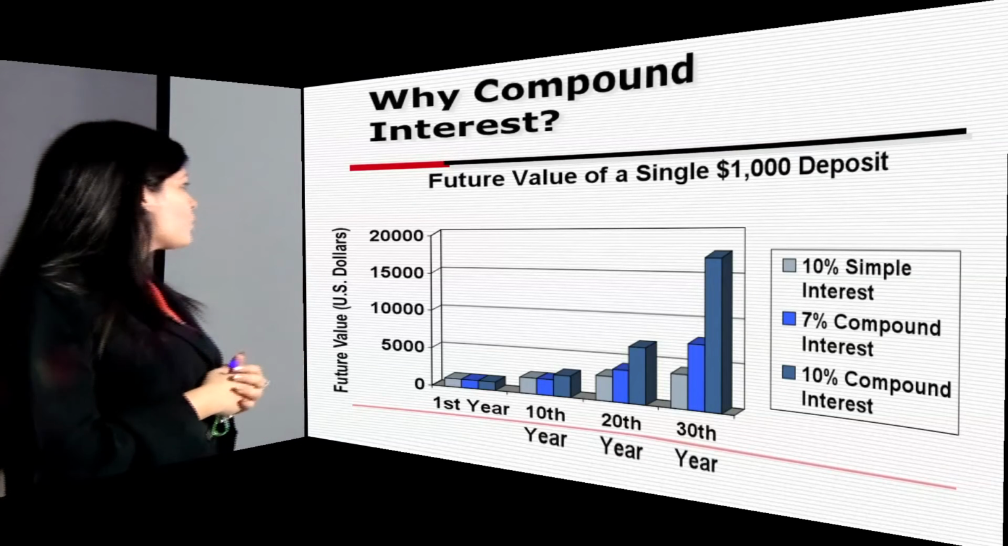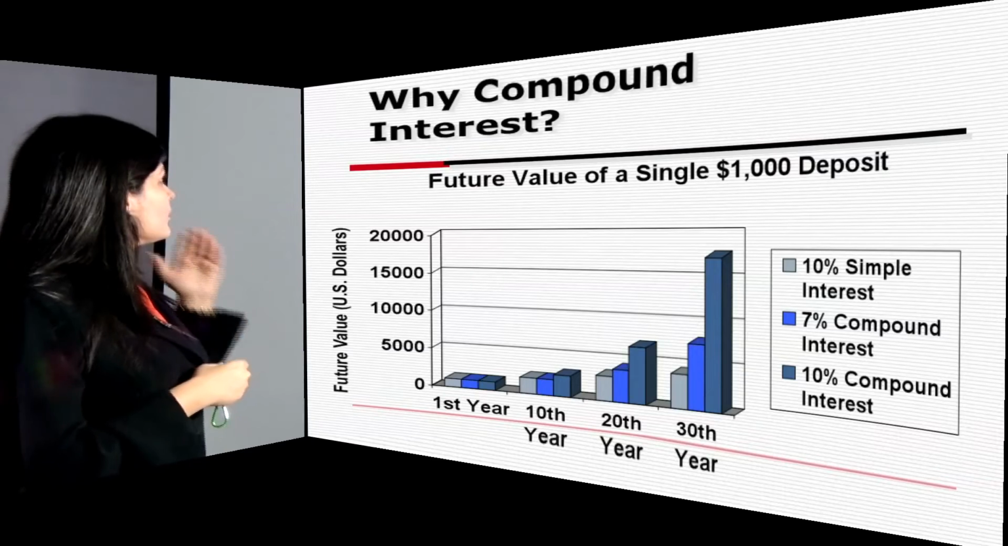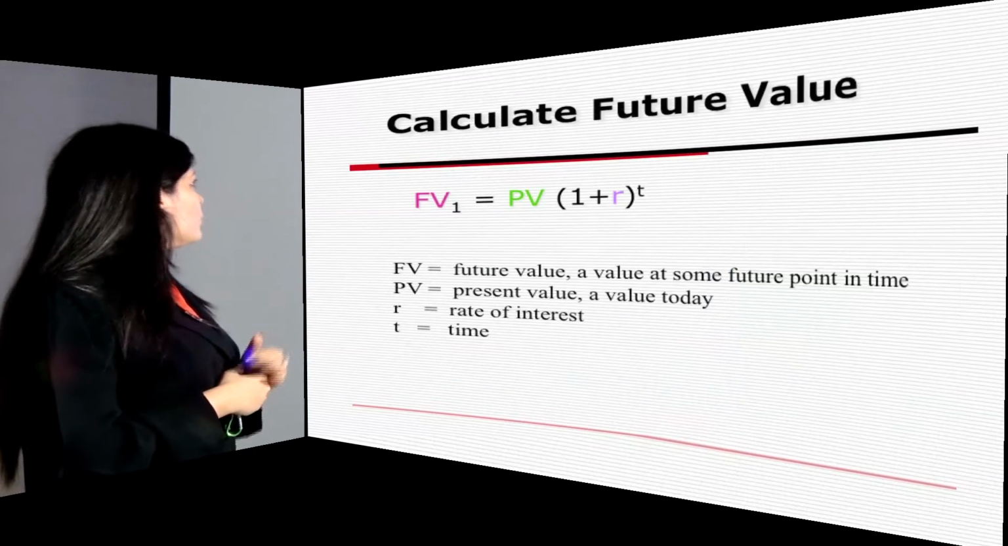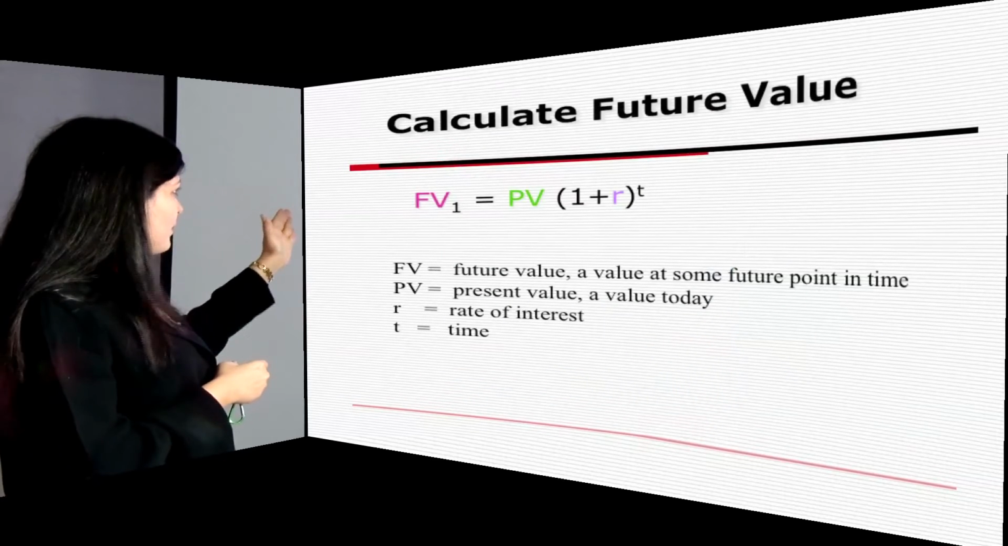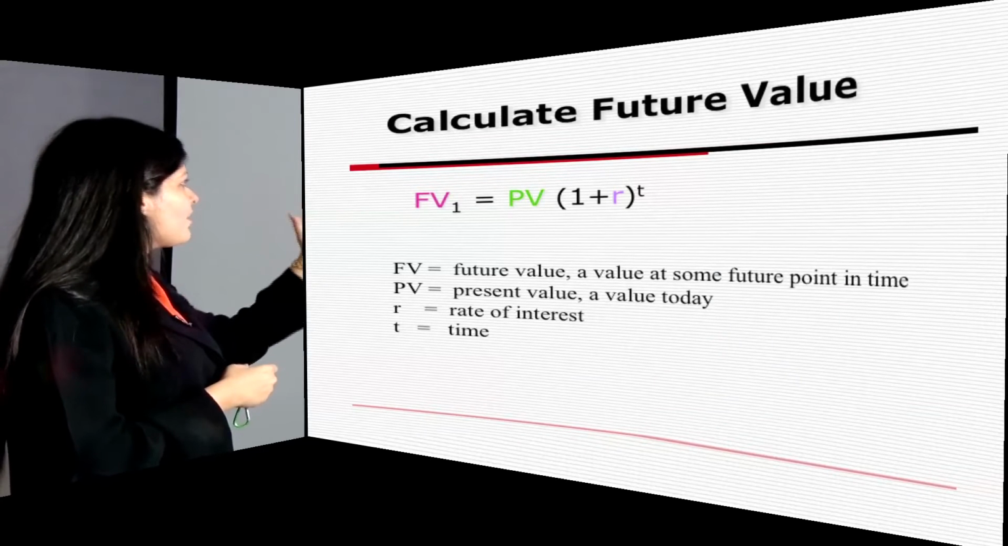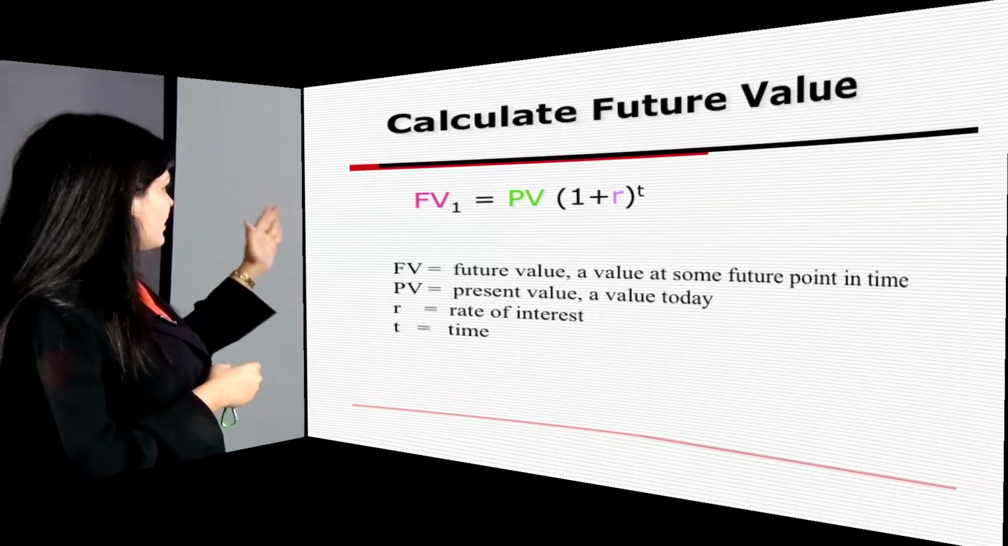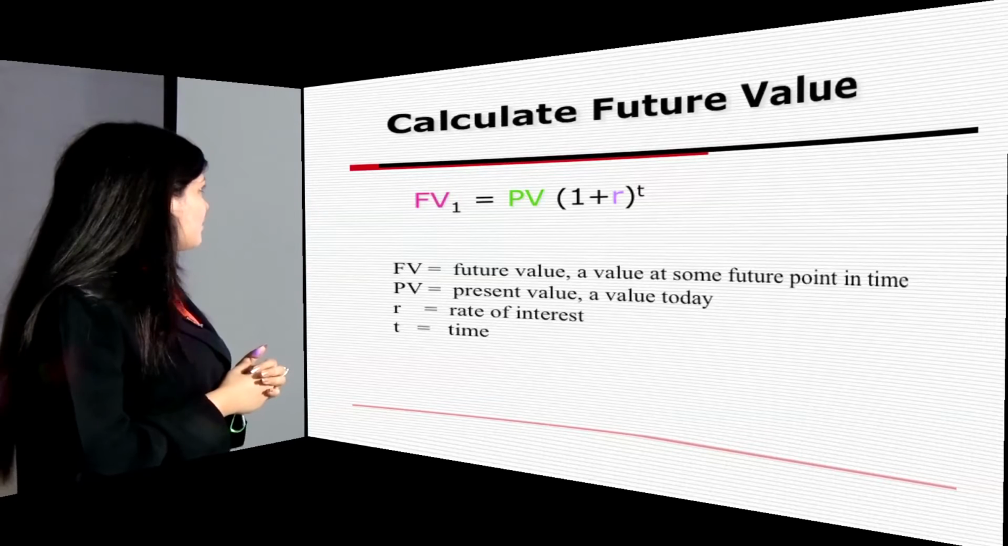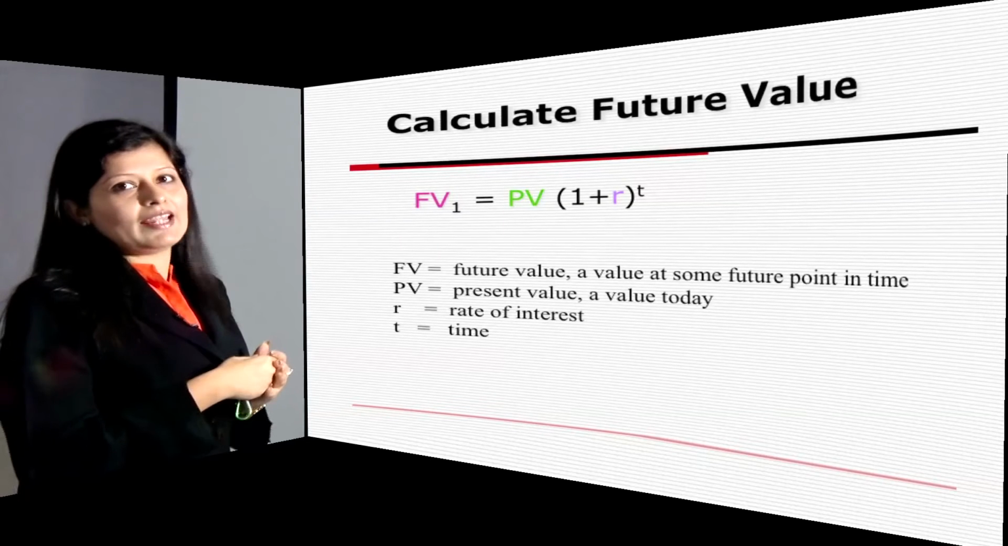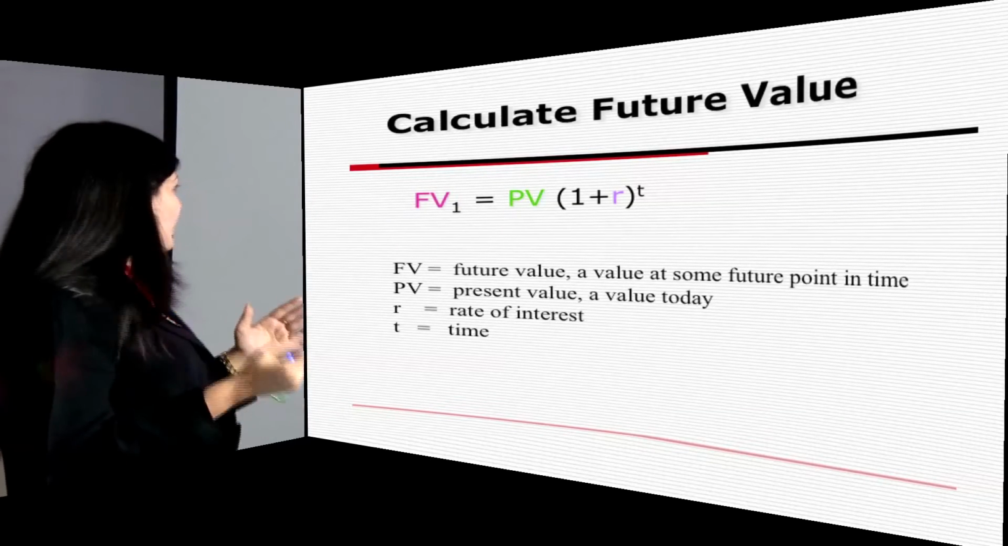So let's see how to calculate this. To calculate the future value, FV equals PV times (1 plus r) raised to t. r is the rate of interest, t is the time, FV is the future value and PV is the present value.